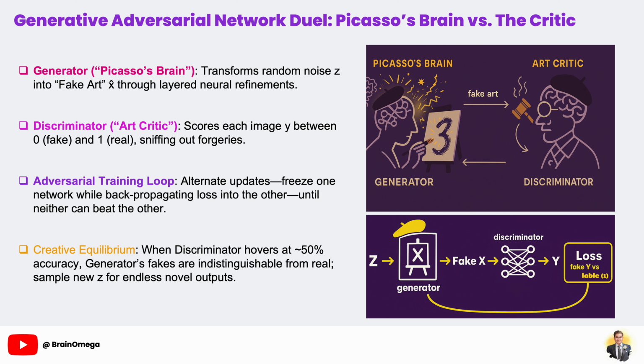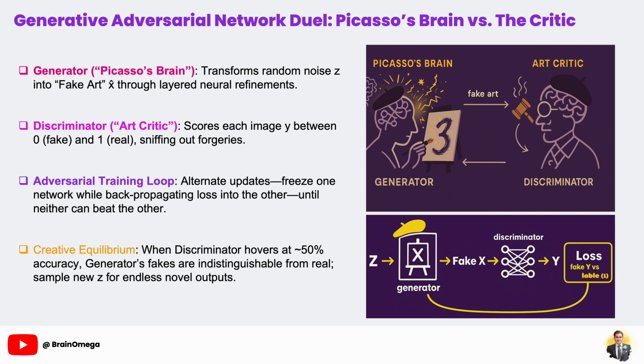Step 7. Finally, after enough rounds, we unleash Picasso with fresh noise vectors z. Each new z produces a brand new image, never seen before, yet unmistakably from the same family as our training data. That latent space of noise has become a treasure chest of creativity.